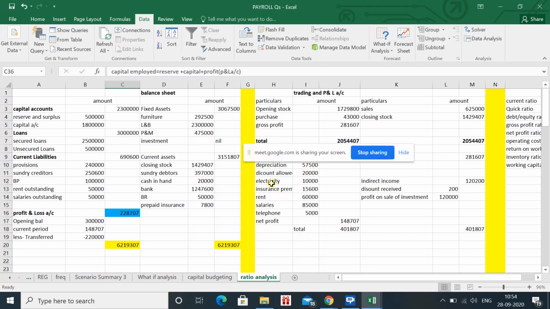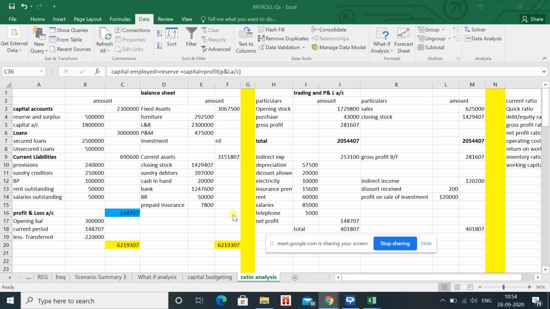Okay, so in this case we have trading. We discussed the trading and P&L account, and now we are moving to the balance sheet. In the balance sheet they have given the reserve and surplus and capital which we will require. They have given the loans, that will be part of the debt portion. We have the current liabilities.